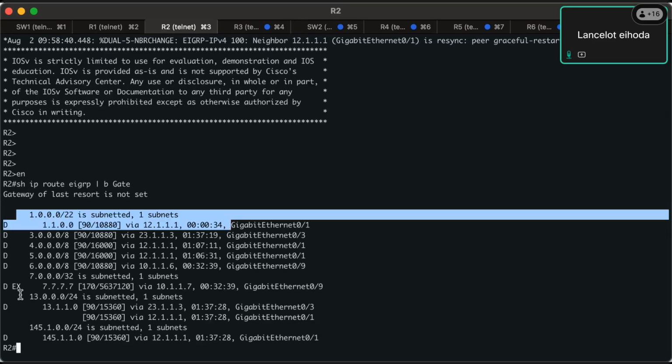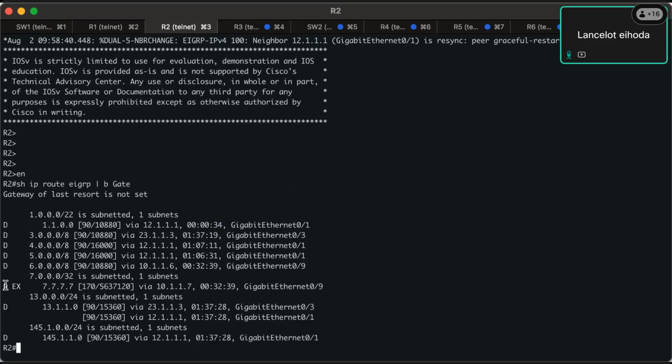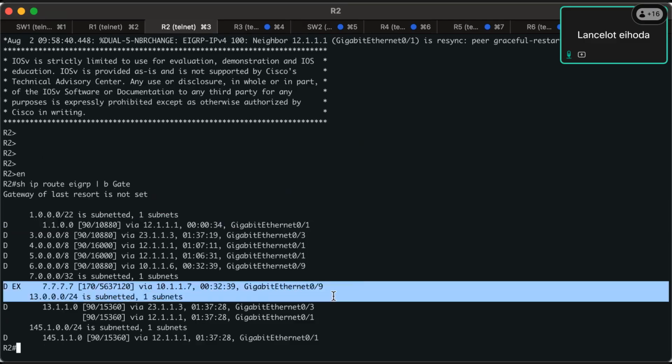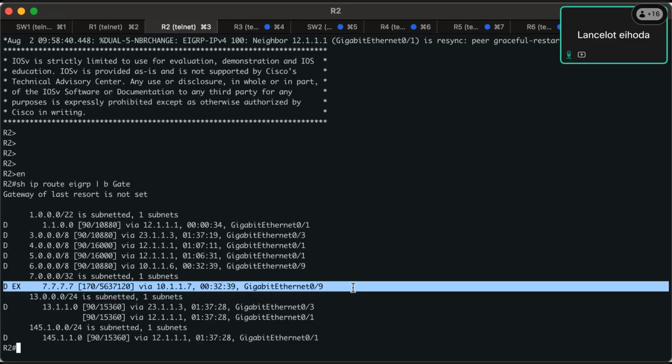Question is, why do you want to summarize that? Okay, can you see this route? Does anybody know why this route is showing a D and an EX? External. Yes, external. That's the route we redistributed via router 6. Yes. Okay. So I think we are done with 9. Well, let's go and check.